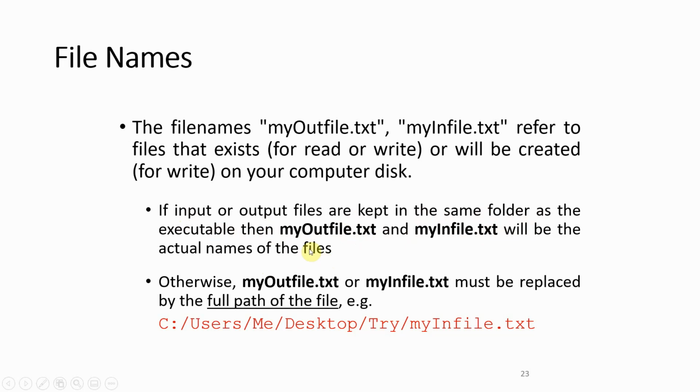However, if these files are in another folder, right, you have to provide the full path of the file, something like this. Let's say this file that we want to read from or write onto doesn't exist in the C++ folder. So when you instantiate the object, you have to open it using the complete name of the file, including its path.